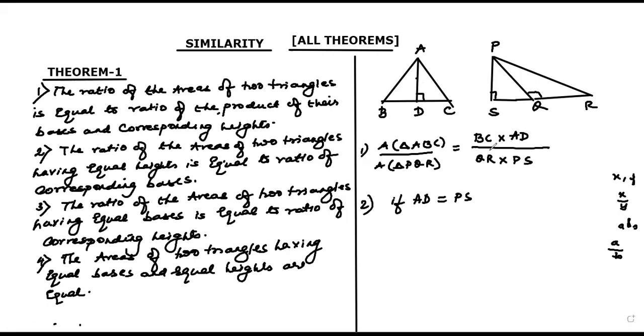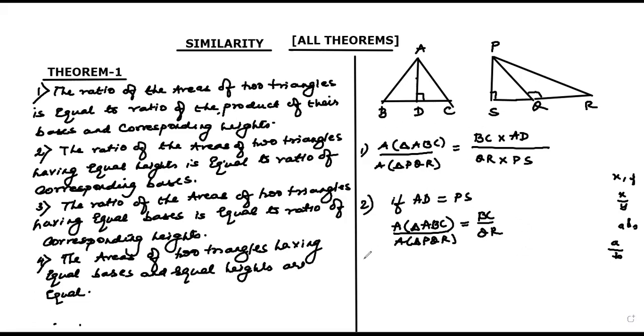they'll get cancelled. So what you're left with, area of triangle ABC upon area of triangle PQR is equal to, AD and PS gets cancelled. So what are left with? BC upon QR. That is, ratio of the areas of two triangles having equal heights is equal to ratio of the corresponding bases. Ratio of the areas of two triangles having equal heights, AD and PS are equal, is equal to ratio of the corresponding bases.